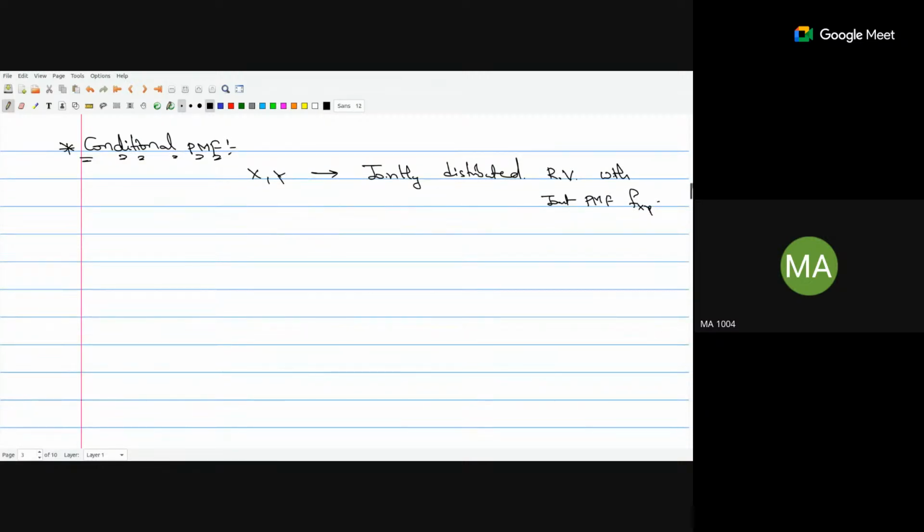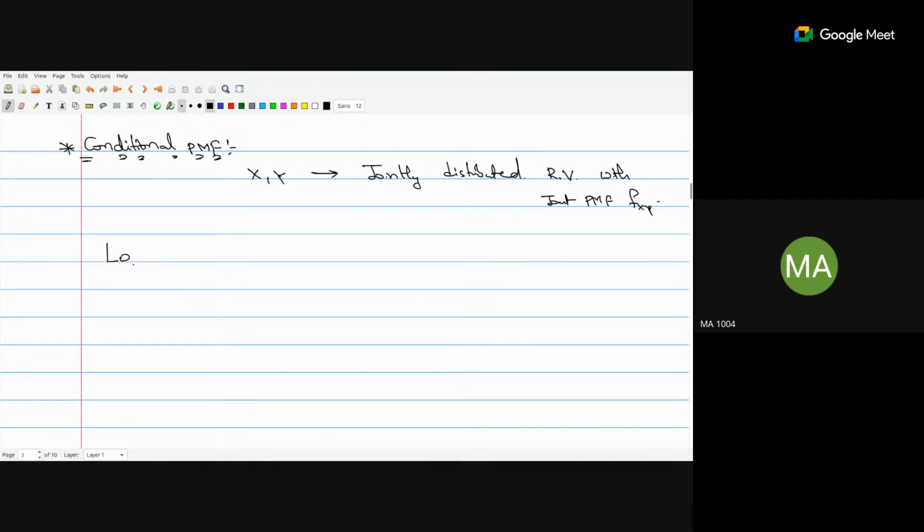Now, what is this conditional PMF? I will be conditioning on one random variable. Conditioning on one random variable means I give you that this particular random variable x has taken a value. I am restricting my random variable x. The experiment is already done, and the outcome of the random variable has been seen. Depending upon the outcome of one random variable, how is the distribution of the other random variable? That is the conditional distribution. I will write it in layman terms.